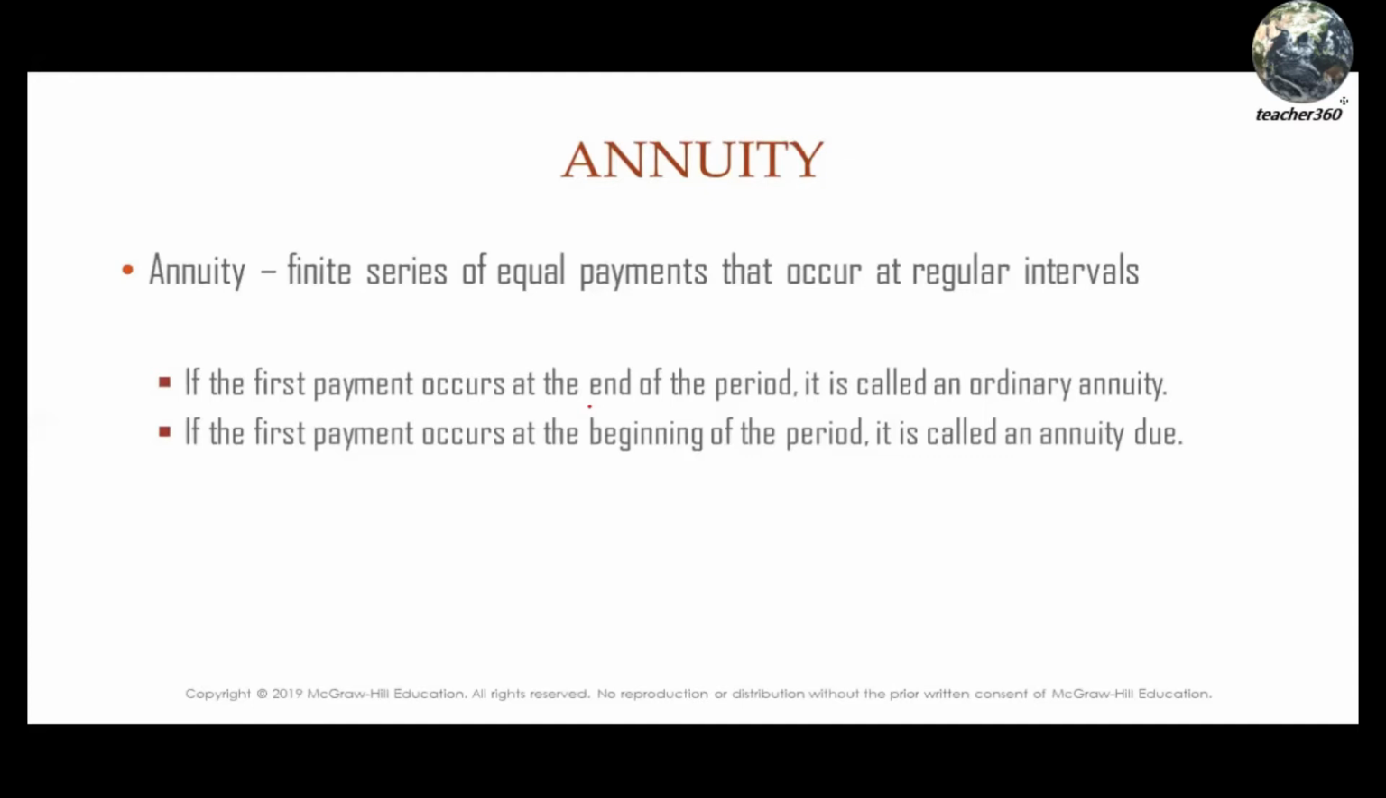Examples of annuities are regular deposits to a savings account, monthly home mortgage payments, monthly insurance payments, and pension payments. Annuity can be categorized into ordinary annuity and annuity due. If the first payment of your annuity occurs at the end of the period, it is called ordinary annuity. On the other hand, if the first payment occurs at the beginning of the period, it is called annuity due.